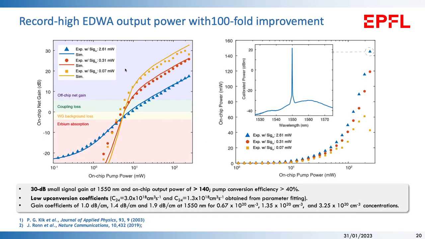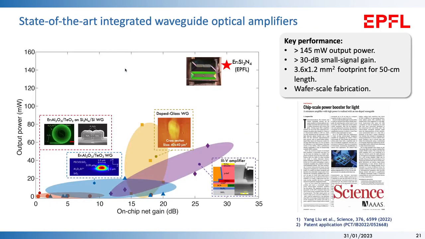If you look at the amplification of CW light at 1550 nanometers, the maximum output power we can achieve is more than 140 milliwatts, which is really approaching the output power performance of the commercial EDFA. But there's still some issue.